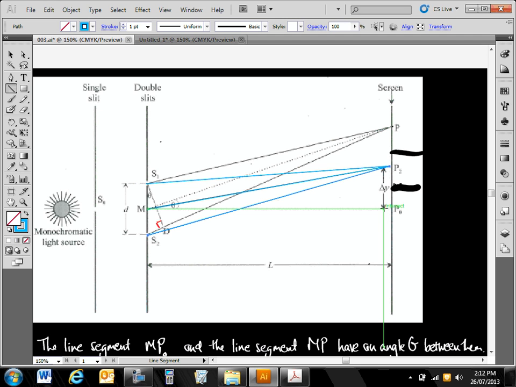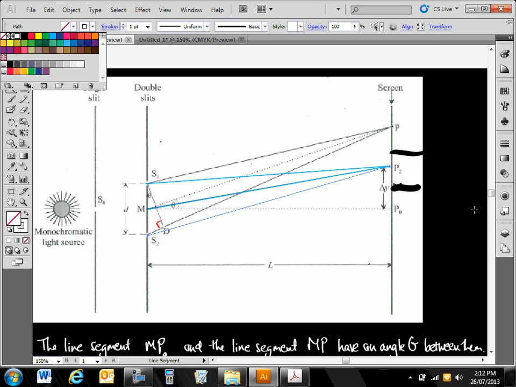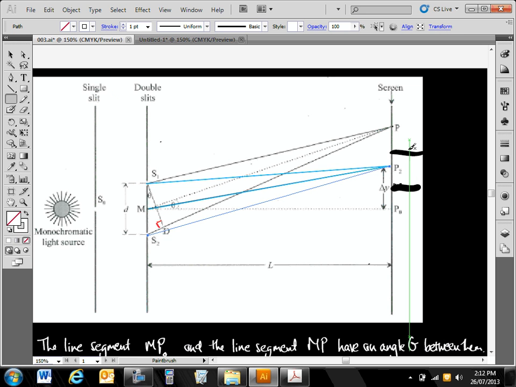And if I go from P0, which is the central bright band, delta y, to which bright band have I moved? It's the first order maximum, isn't it? It's the first bright band, first bright band or fringe, P2.